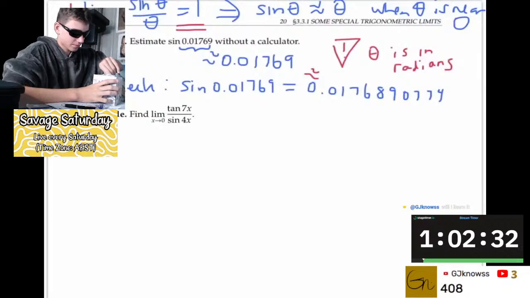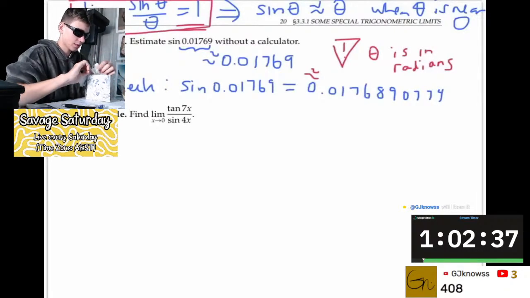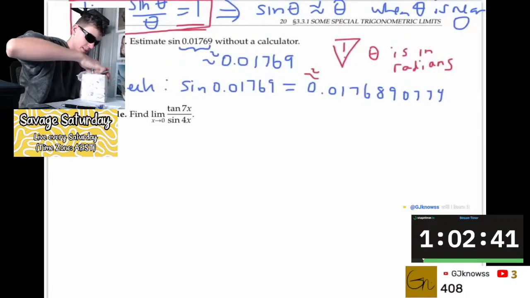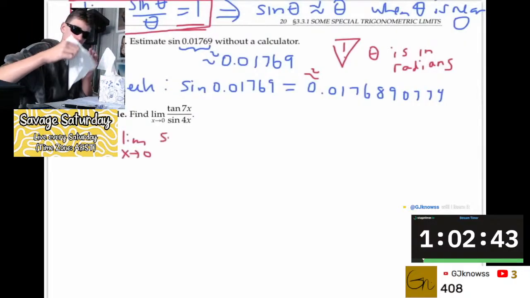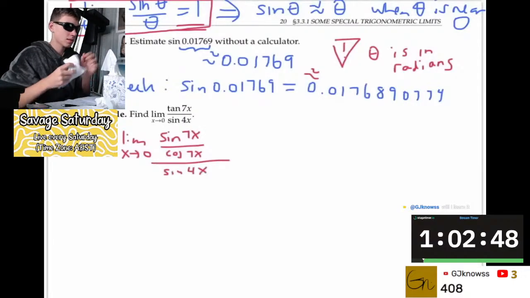We can use this same limit fact again in the next example to calculate this complicated limit as x goes to 0 of tan of 7x over sine of 4x. When I see tangents and sines in an expression, I'm always tempted to rewrite things in terms of sine and cosine. So I'm going to do that first. I'm going to rewrite tangent as sine over cosine, that's still divided by sine of 4x. And now I'm going to flip and multiply.